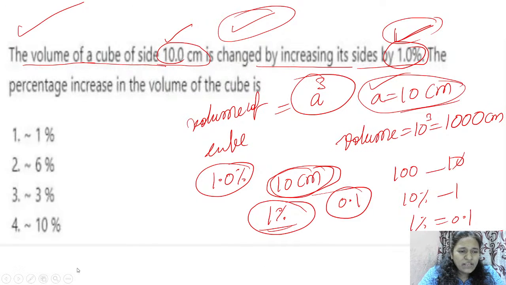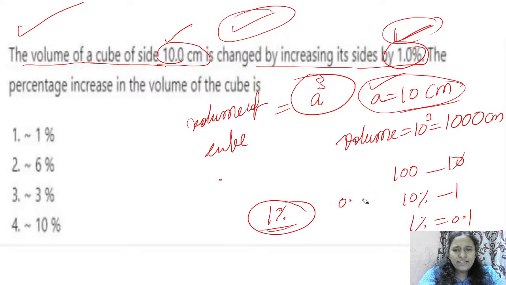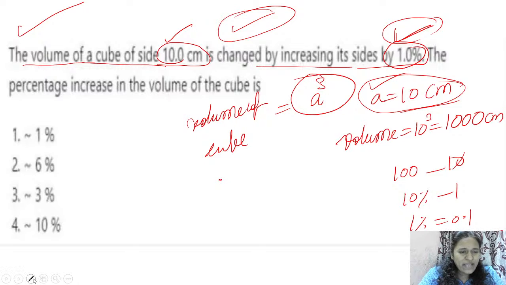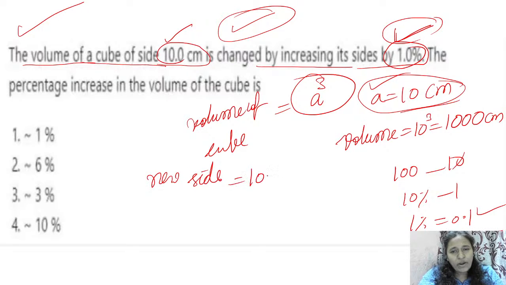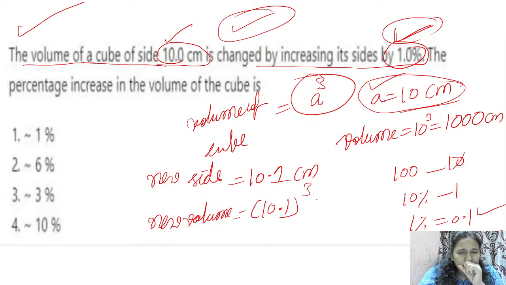Now what is the new side? First the side is 10 centimeters, but now the side is increased by 1%. That means 0.1. The new side of the cube is equal to 10.1 centimeters. Then what is the new volume? New volume is equal to 10.1 cubed. We will get approximately 1030.